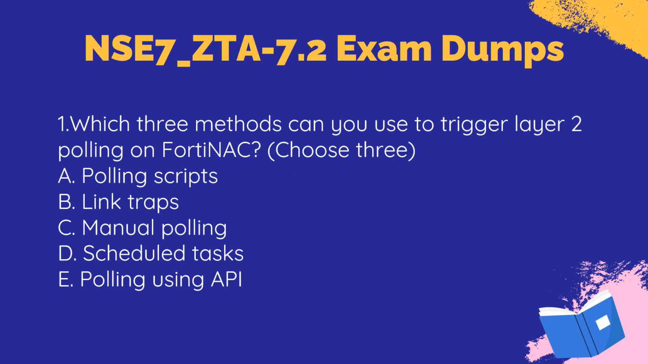1. Which 3 methods can you use to trigger Layer 2 polling on Fortinet? Choose 3. A. Polling scripts. B. Link traps. C. Manual polling. D. Scheduled tasks. E. Polling using API.